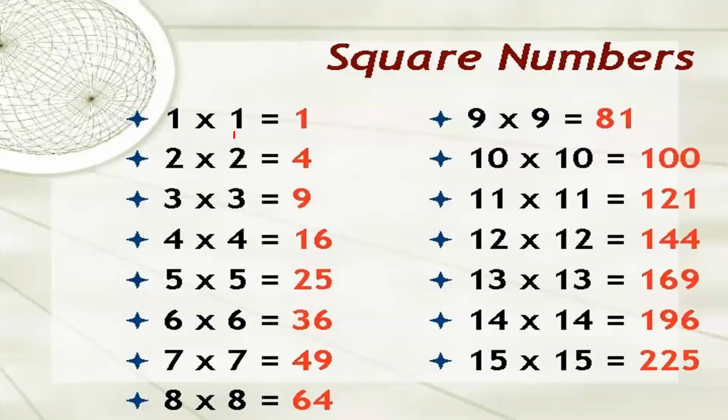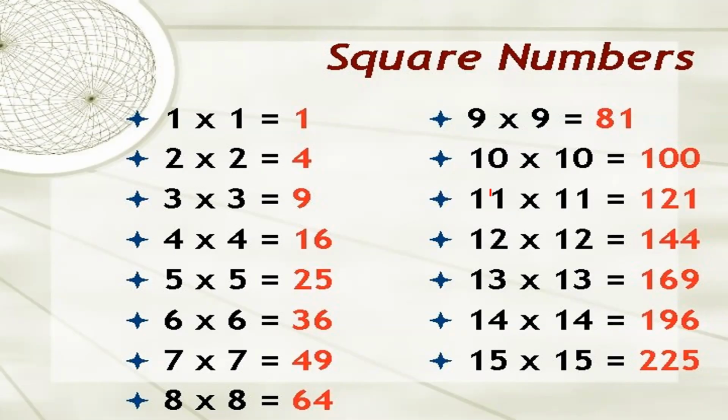We know that 1 times 1 is 1. 2 times 2 is 4. 3 times 3 is 9. So 1, 4, 9, 16, 25, 36, 49, 81, 100, 121, 144, 169, 196, and 225, and the list goes on. They are square numbers. When a whole number is multiplied by itself, it produces a square number.